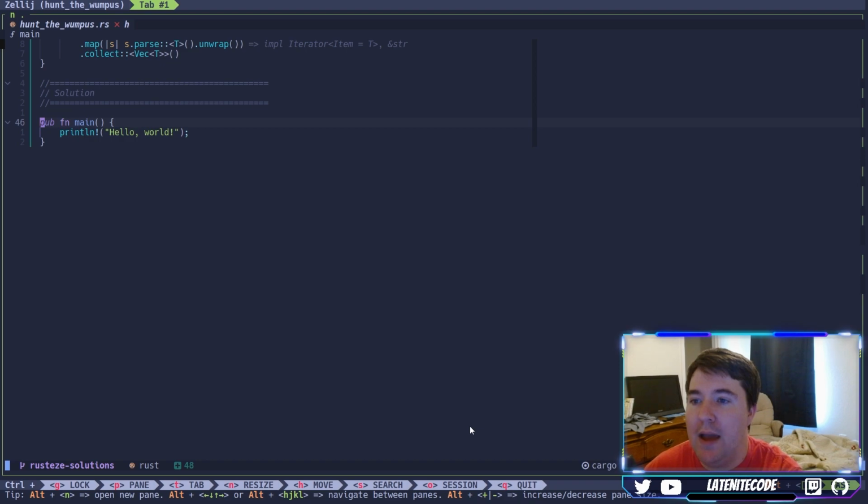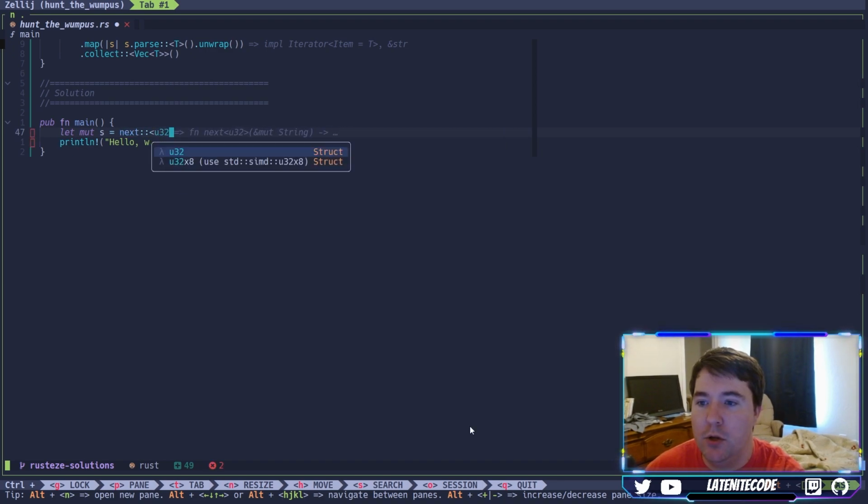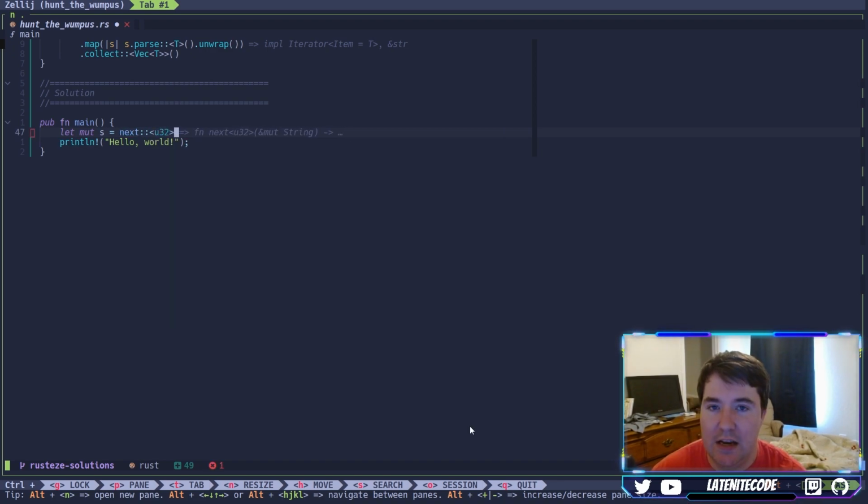So I'm going to go ahead and store a seed value here. It's going to be mutable. So we'll say let mut s. We're going to go ahead and use our helpers for a next, and we'll use a u32 because we know it's a non-negative integer. And since it can get up to 10 to the 6th, it'll be a u32.